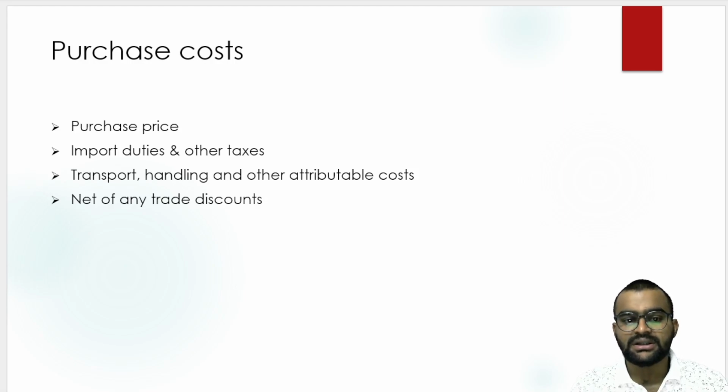We will be discussing the cost involved in making a purchase: the purchase cost of the product, import duties and other taxes. These are the costs when we import raw material from other countries. Transport, handling and other attributable cost. The cost will be incurred for transporting the goods from the supplier's premises to ours. Net of trade discounts. It is the price that you pay for the item, excluding any discounts.